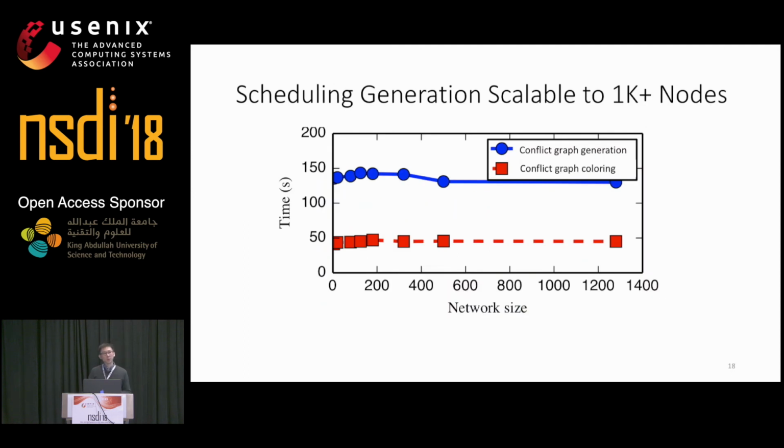Second, we want to evaluate how scalable Mikado is in terms of network size as well as the number of network policies. This figure shows the scalability of Mikado in terms of network size. As we can see, Mikado is reasonably good. The first component, conflict graph generation, takes no more than 3 minutes and scales to more than 1K nodes. The second component is also very efficient. It can run the coloring within 1 minute.